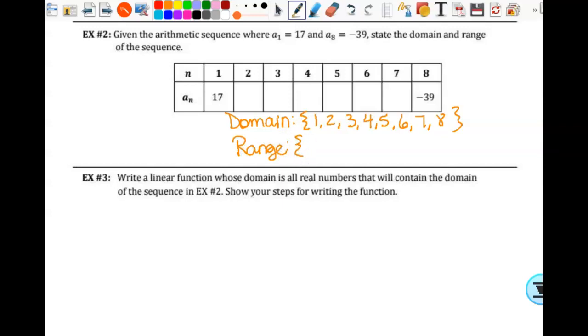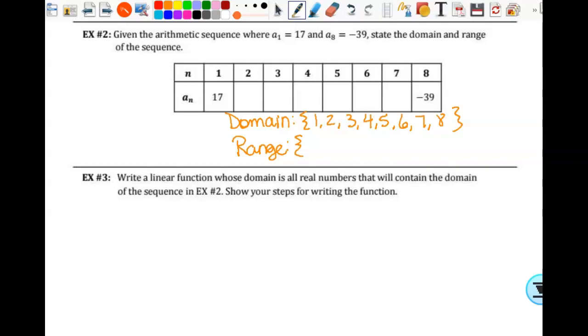Going to have to figure it out. In order to figure out what it is, it would be nice to know the common difference. Now, we had found the common difference by using an a sub n and an a sub k and putting it in there and whatnot. But what does the common difference represent? In that graph up there, what did it represent?